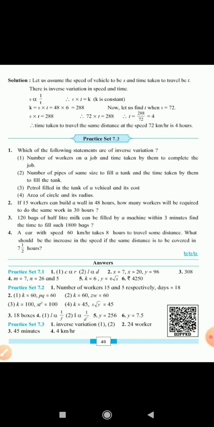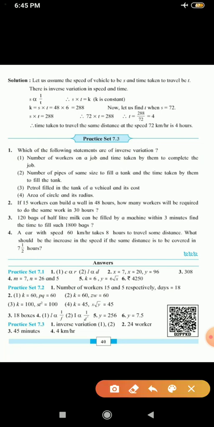Okay, so I hope you follow these examples. Now, in practice set 7.3, the first problem fully is cancelled. The first full problem is cancelled. It's 1, 2, 3, 4 over there.